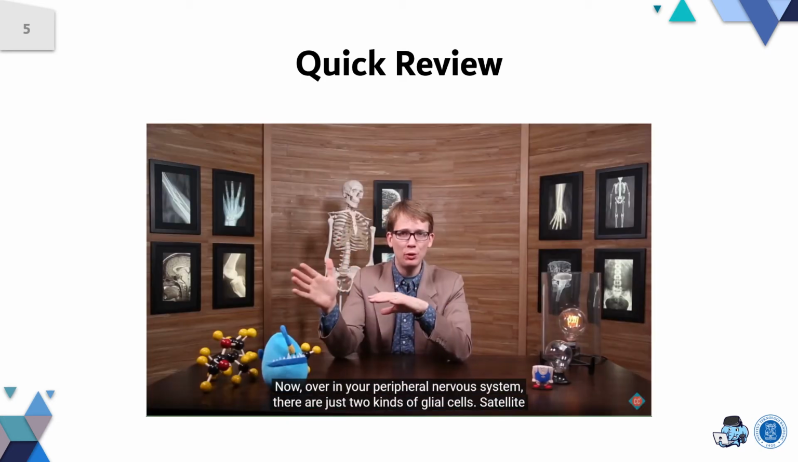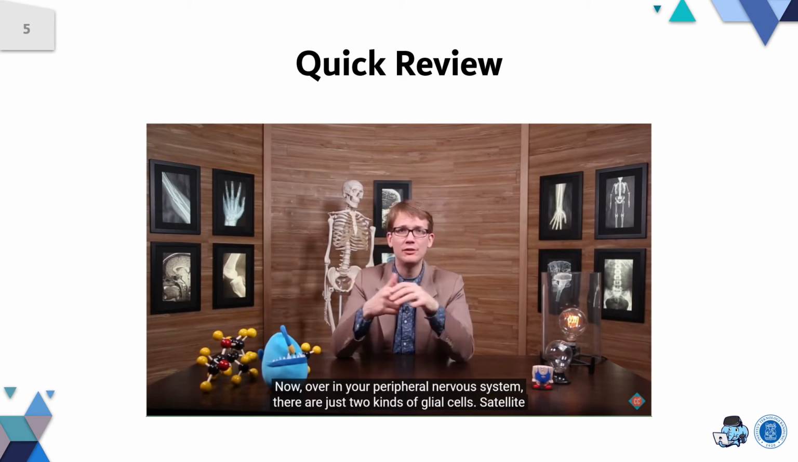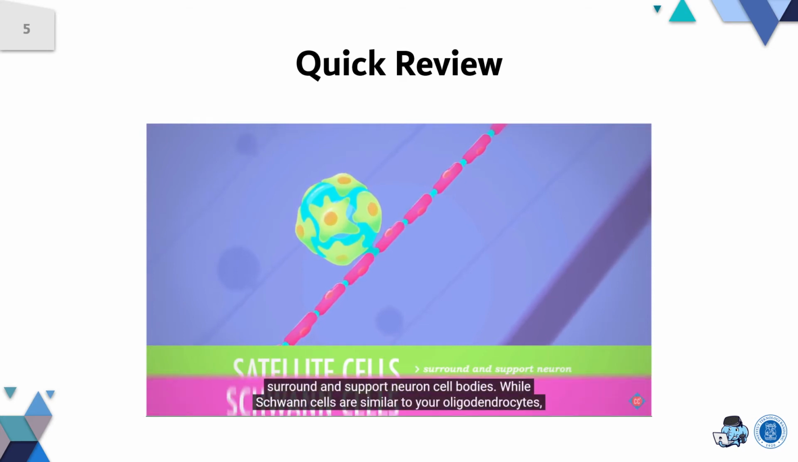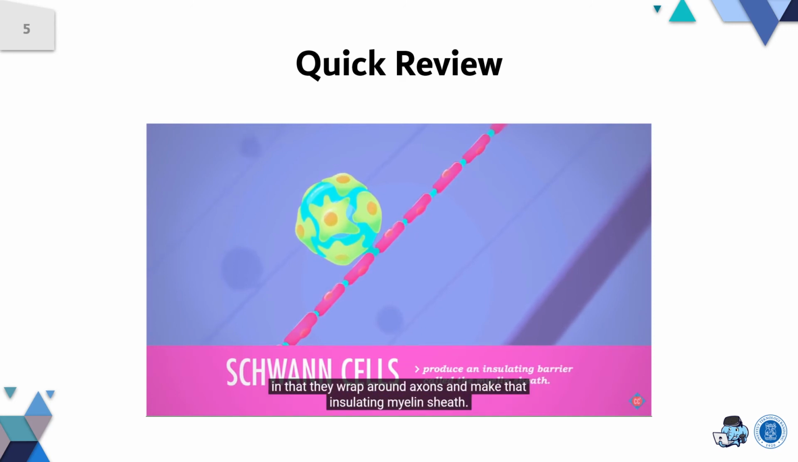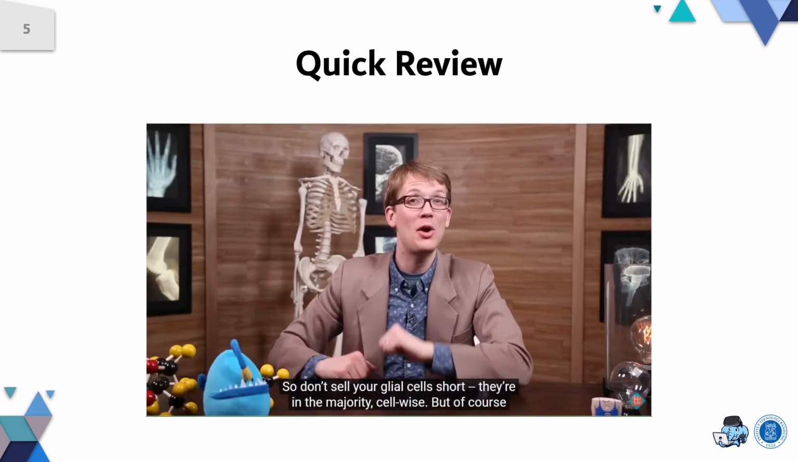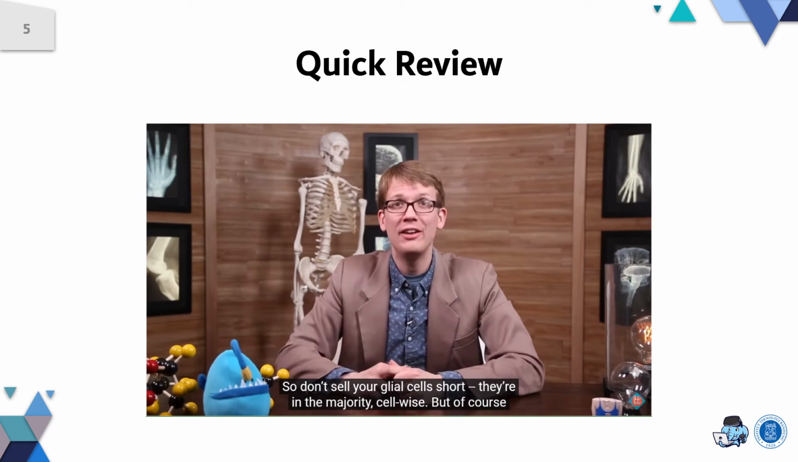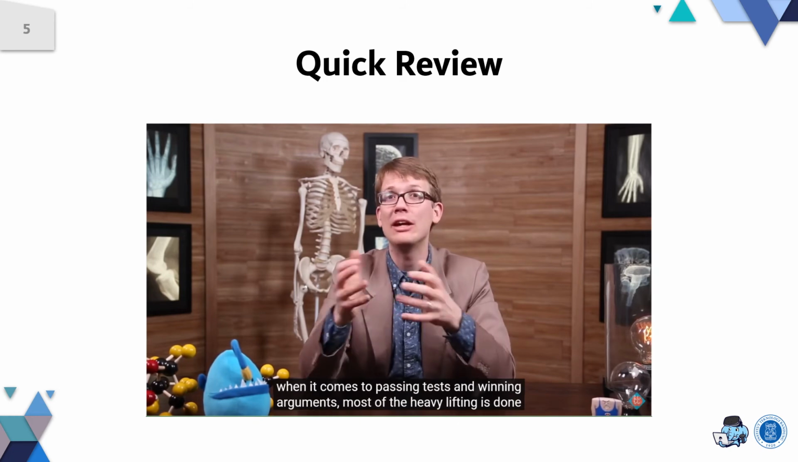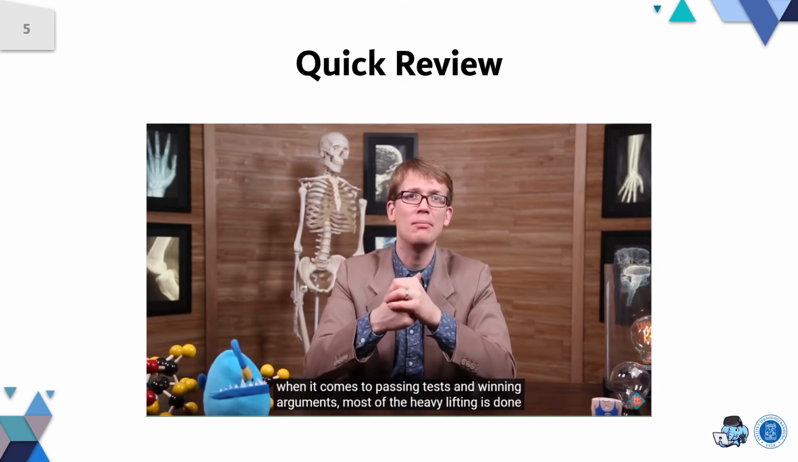Now, over in your peripheral nervous system, there are just two kinds of glial cells. Satellite cells do mainly in the peripheral system what astrocyte cells do in the central system. They surround and support neuron cell bodies, while Schwann cells are similar to your oligodendrocytes in that they wrap around axons and make that insulating myelin sheath. So don't sell your glial cells short. They're in the majority cell-wise, but of course when it comes to passing tests and winning arguments, most of the heavy lifting is done by the neurons.